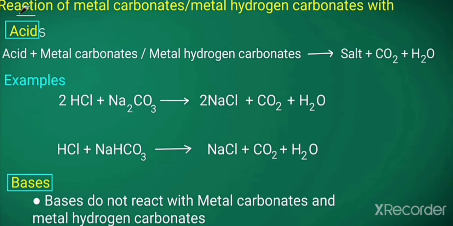And HCl reacts with sodium bicarbonate. There is a formation of Na plus Cl, NaCl, and there is a formation of CO2, carbon dioxide, and there is a formation of water. These are two examples of acid with sodium carbonate and sodium bicarbonate. And next is bases. Bases do not react with metal carbonates and metal hydrogen carbonates. You have to remember this point, because in MCQ questions, only questions like this he will ask. Okay.